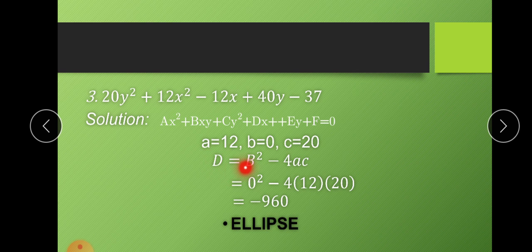The formula of the discriminant is b squared minus 4ac. By substitution, we have 0 squared minus 4 times 12 times 20. Simplifying, the result is negative 960. So as we all know, if the discriminant is less than 0, and then a is not equal to c and b is equal to 0, this type of conic section is an ellipse. So our answer in example number 3 is ellipse.